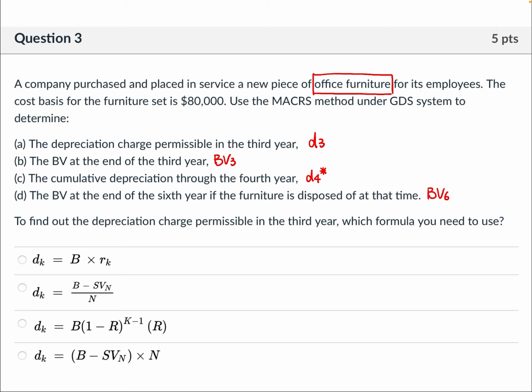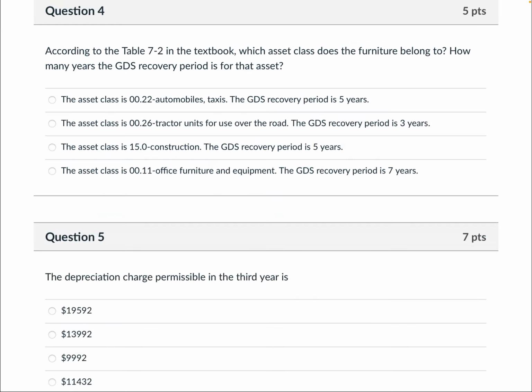And so the first question, to find out the depreciation charge permissible in the third year, which formula do you use? So this is MACRS method under GDS. So the equation to calculate the Dk is this one, B times Rk, and Rk is from the table. Remember that? According to the table 7-2 in the textbook, which asset class does the furniture belong to? And how many years the GDS recovery period is for that asset.